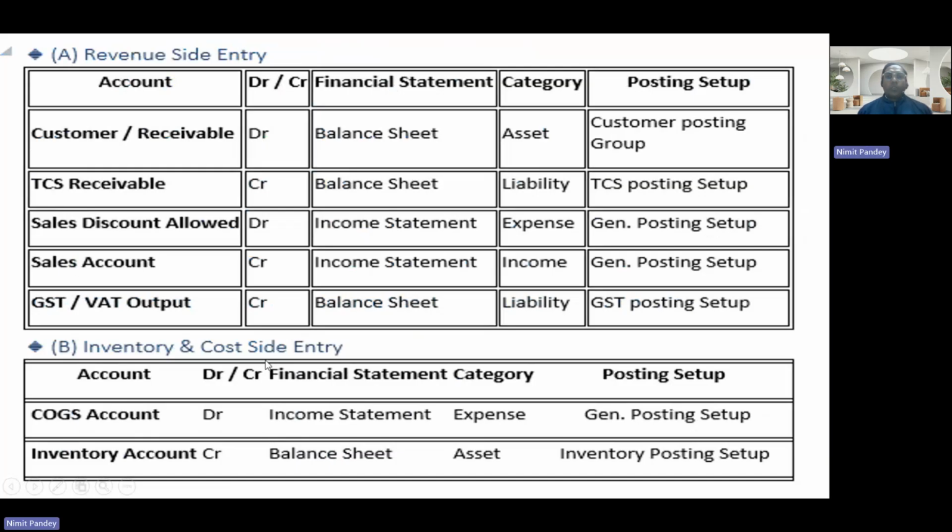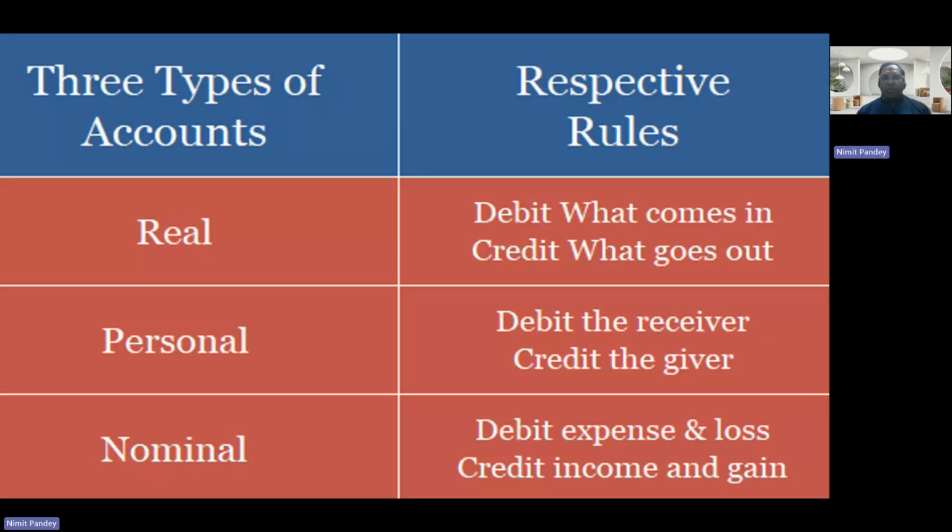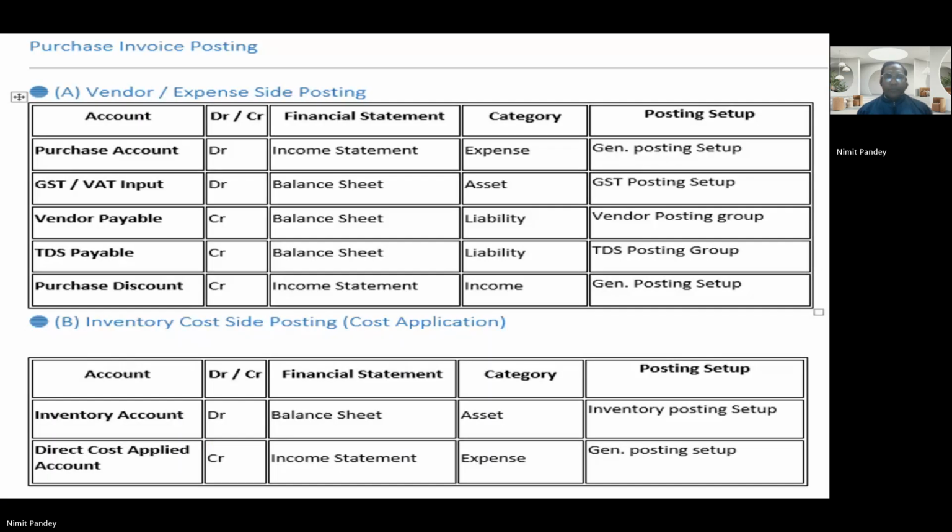Okay. So in Business Central or any other ERP, if you learn these two rules, it will work for you. Debit what comes, credit what goes; debit the receiver, credit the giver. So you can create the journal entries with this.